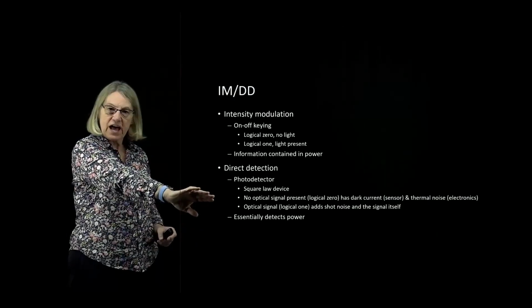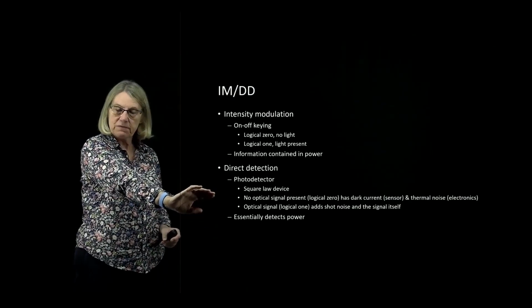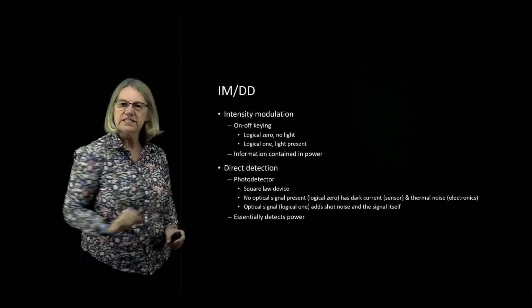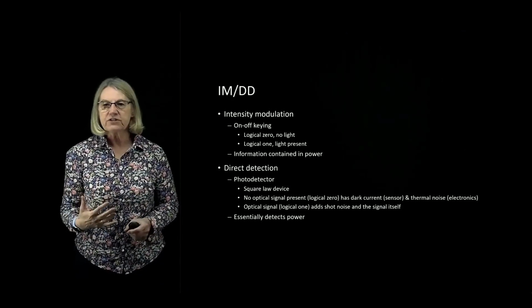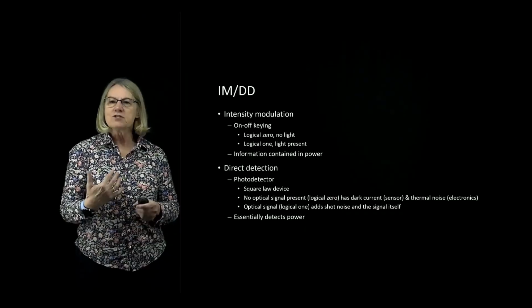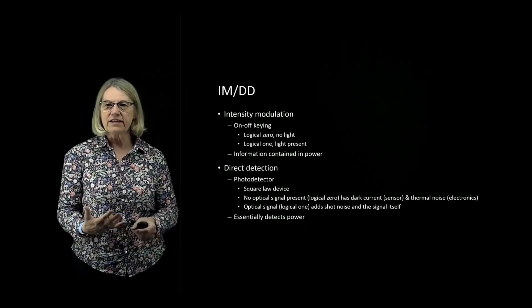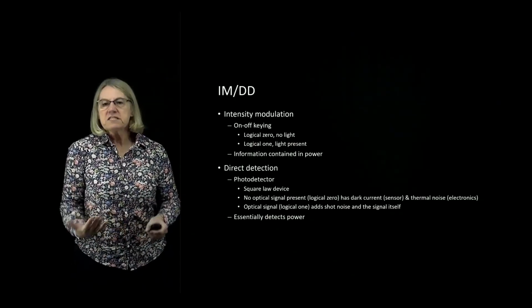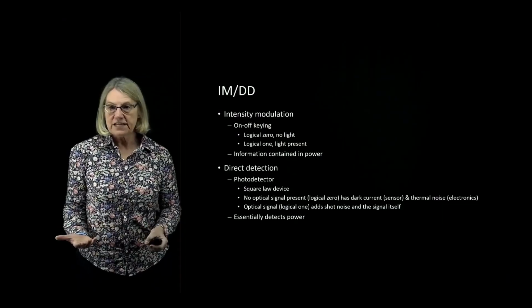At the receiver side, we do direct detection, by which we mean we employ a photodetector. And the photodetector is essentially a square law device. Therefore, it responds to the square of the incident electric field. And this is essentially a power detector.